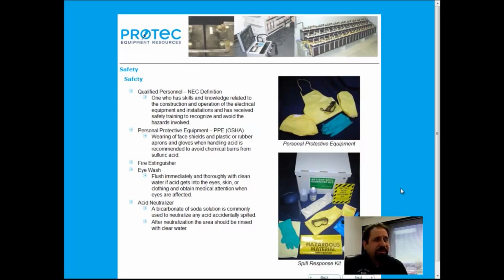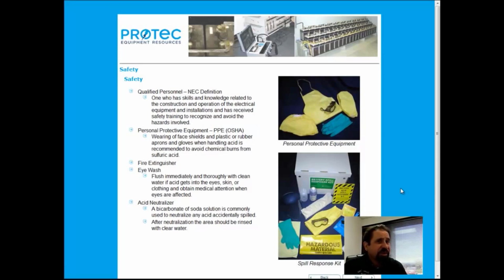Maintenance on batteries should always be carried out by qualified personnel. Now, the NEC definition of a qualified person is one who has the skills and knowledge related to the construction and operation of the electrical requirement and installations and has received safety training to recognize and to avoid hazards involved. Proper protective equipment, or PPE, as defined by OSHA, must always be worn. Wearing a face shield and plastic or rubber aprons and gloves when handling acid is recommended to avoid chemical burns of the sulfuric acid.